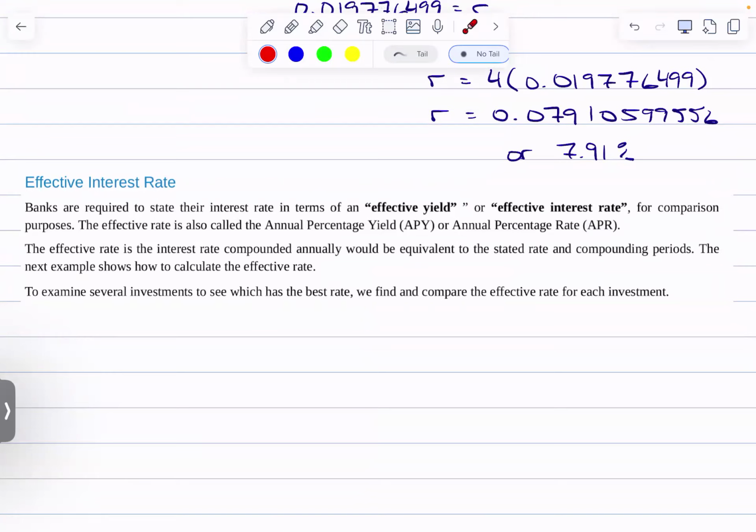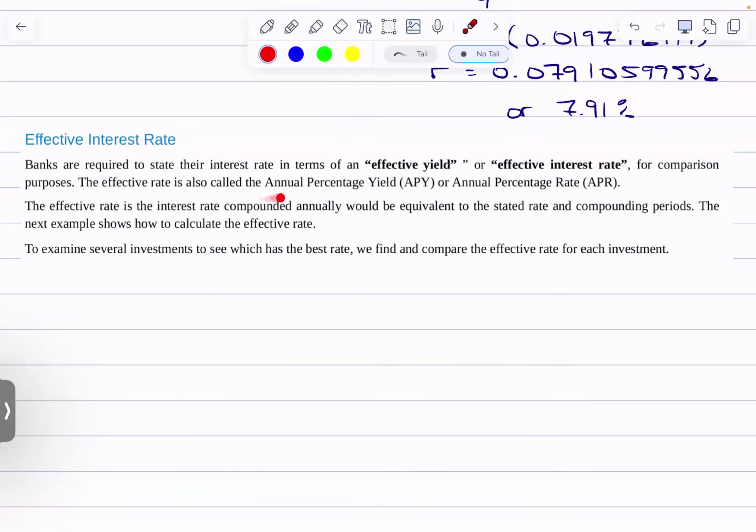I didn't know this was the case, but I guess banks are required, and maybe it's just in the States, but I think it's true here too, to state their interest rate in terms of effective yield or effective interest rate. And that makes them comparable. For comparison purposes, the effective rate is also called the annual percentage yield or the annual percentage rate. This is probably the one that we see most frequently, the APR.